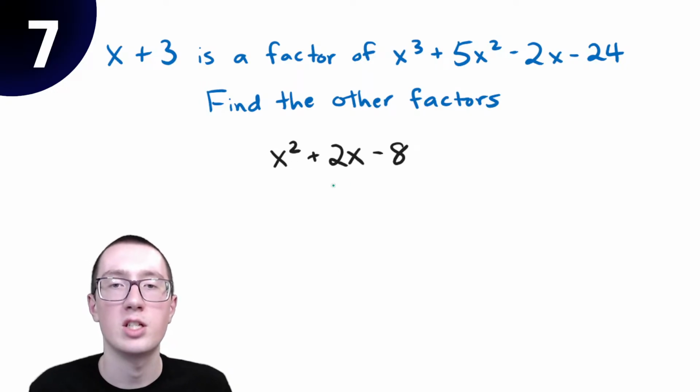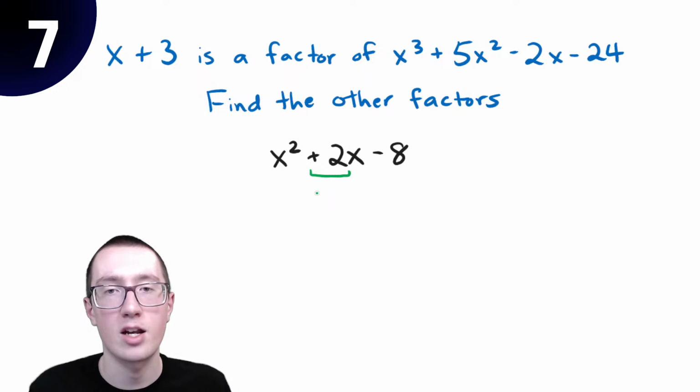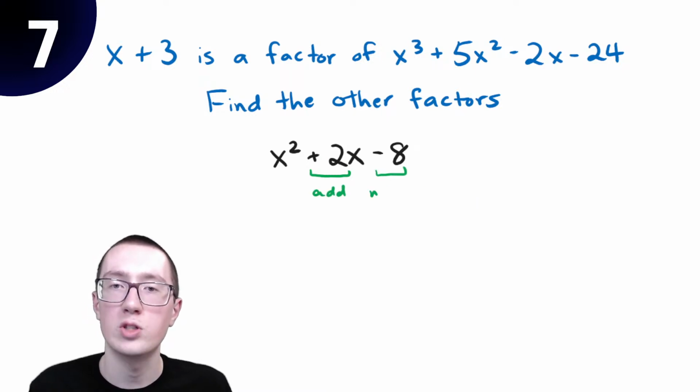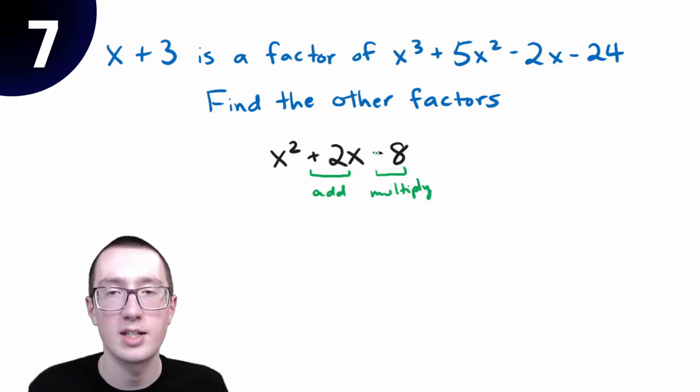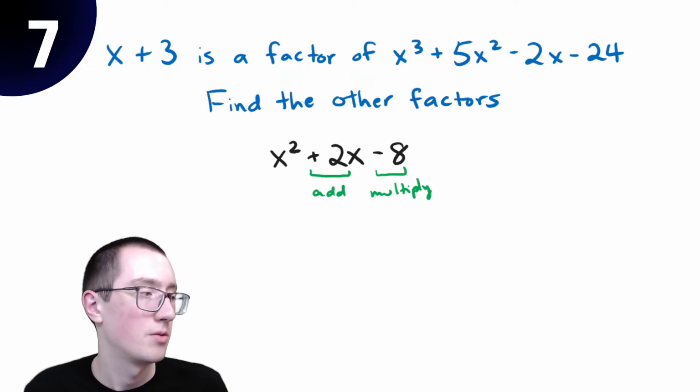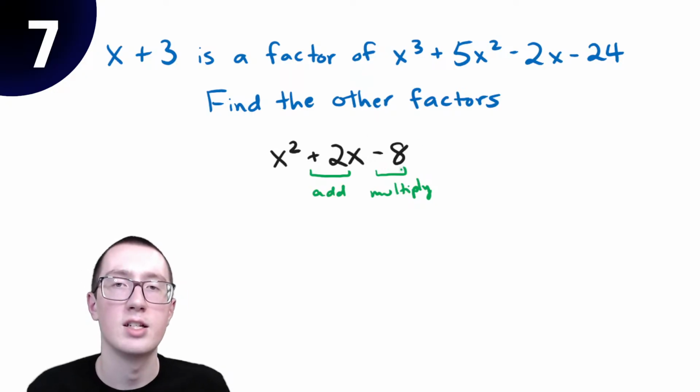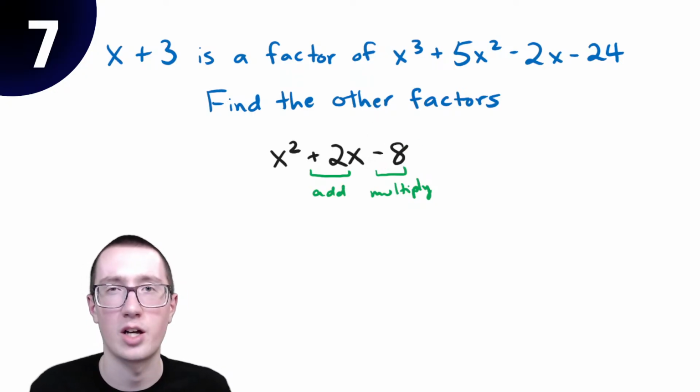So to do that, we just need to find two numbers that add up to positive 2 and multiply to get negative 8. So what are two numbers that multiply to negative 8 and add up to 2? Well, we're going to check negative 8 first. I always check the multiplying number first.